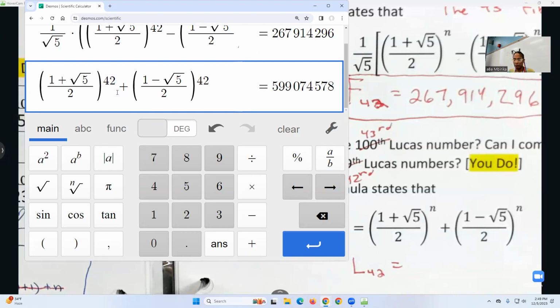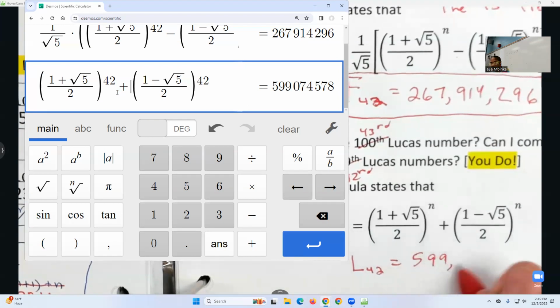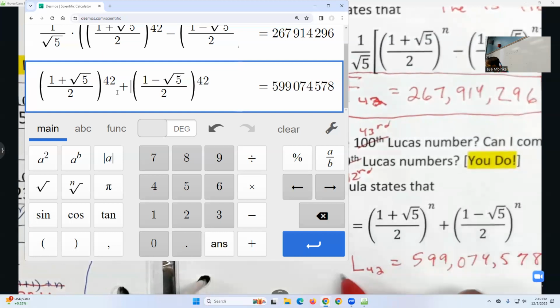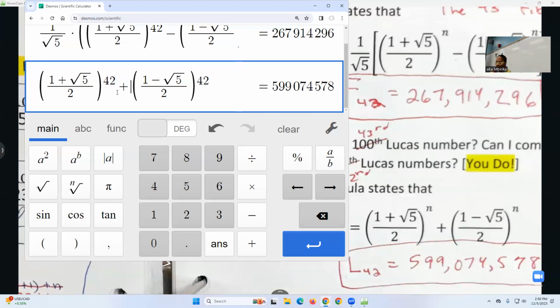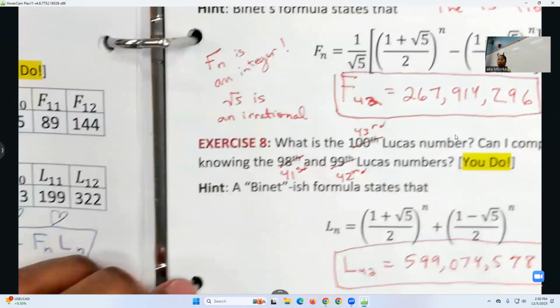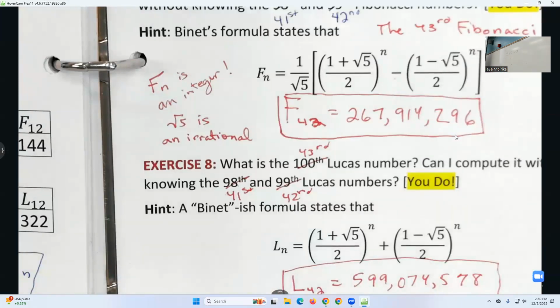So we have 599 million. What's that? 599,074,578. But wait, one thing to note, the Lucas sequence started with a 2. That was the only difference. And look how vastly larger the 43rd Lucas number is than the 43rd Fibonacci number. So when you start with a small number, it kicks butt.